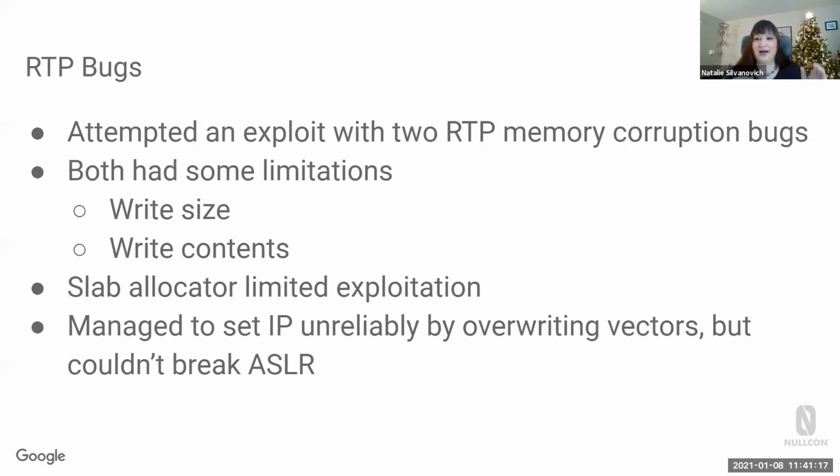So if you have a really bad heap vulnerability, sometimes you can overwrite the end pointer of the vector, and then when it iterates, it'll go out of bounds. And then you can replace the table on the heap and set the instruction pointer. But this was not great. It was not very reliable.